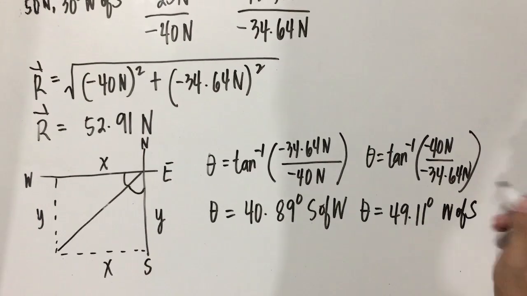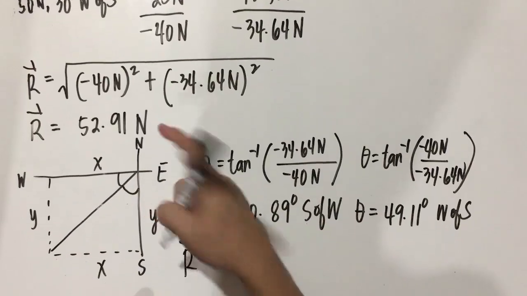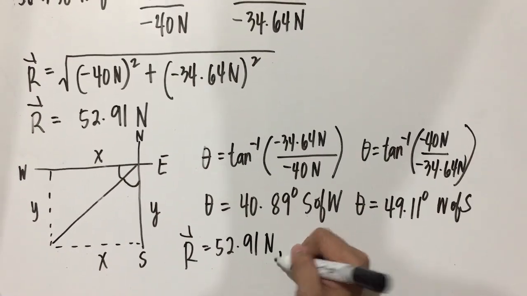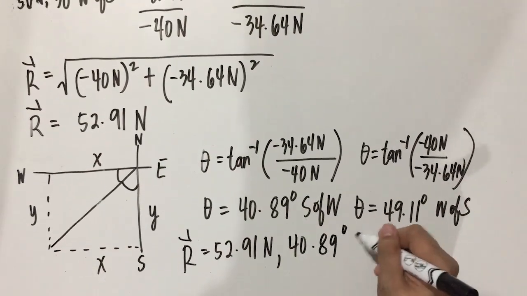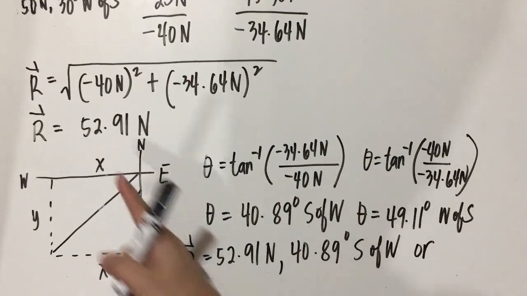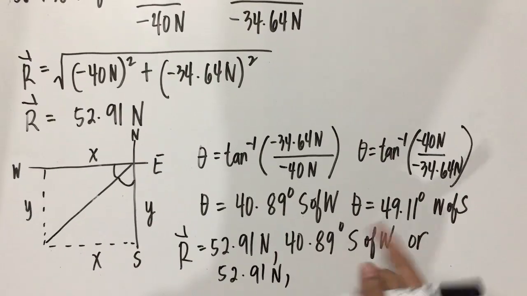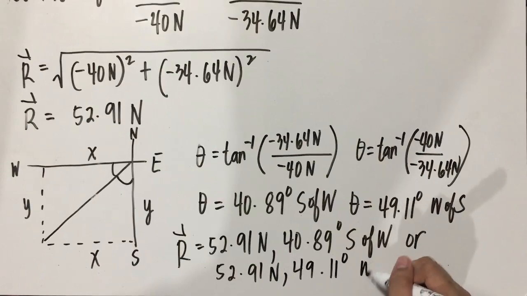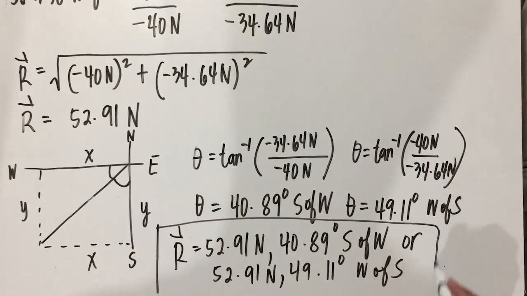So therefore, our answer now becomes 52.91 newtons, 40.89 degrees south of west, or 52.91 newtons, 49.11 degrees west of south. That's our answer for the last problem.